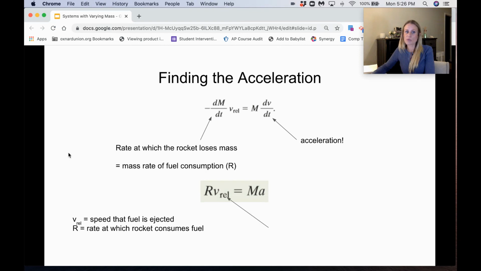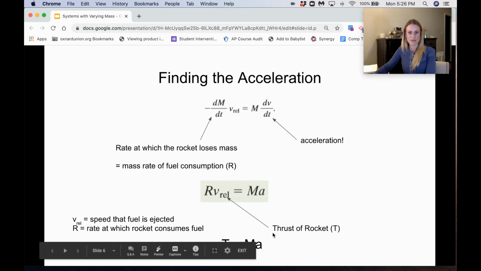These two things multiplied together are actually something special as well. We call this the thrust of the rocket: the rate at which the rocket consumes fuel times the velocity at which the fuel is ejected. That's called the thrust. So what we end up getting is thrust T equals Ma. Thrust is just a force, and so this is our Newton's second law equation: force is equal to mass times acceleration. The most important equations here are this one right here and this one right here.